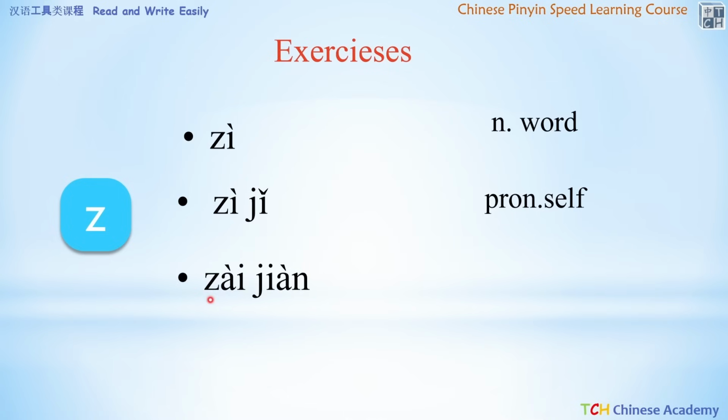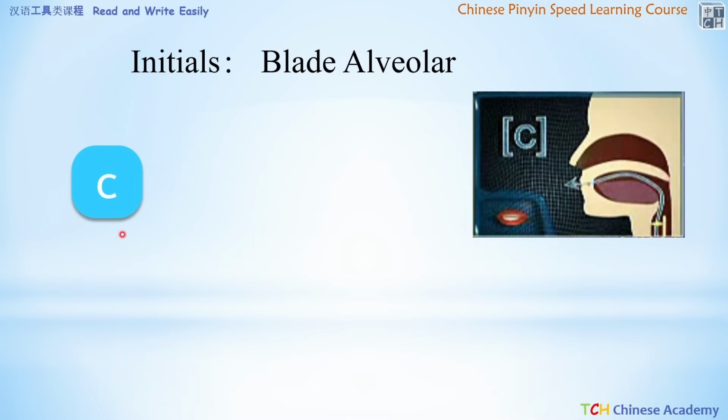And this one, 自, and ai is pronounced I, the falling tone. 自ai 在, 在. And G and IAN is yan with a falling tone, the fourth tone. So 鸡yan 见, 再见, 再见. It means goodbye. 再见. The second blade alveolar is 呲.